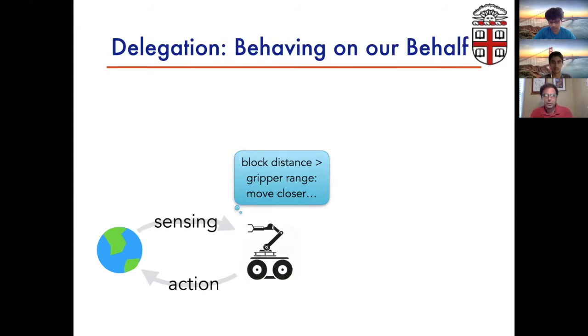Machines of various sorts, computers and robots, are doing their computation because we want them to. It's not for their own self-preservation, it's because we created them and we gave them something to do. They're behaving on our behalf.